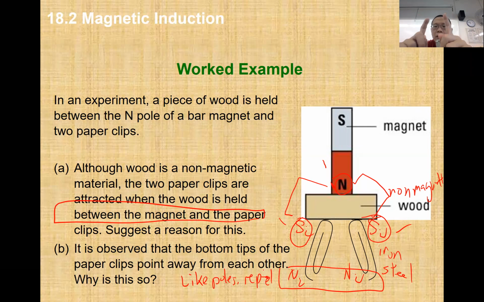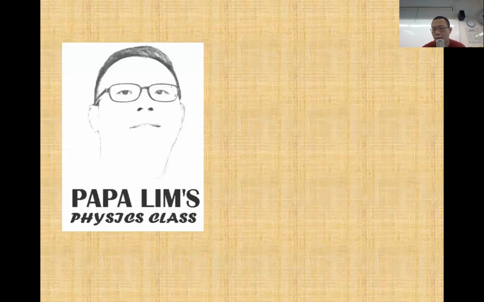By right, the south poles at the top should also repel each other, but they are not able to, because this south pole is attracted to the magnet on top of it, which is the north pole here. So the attraction force is stronger than the repulsion force at the top end. But at the bottom end, north pole and north pole, the repulsion is stronger than the attraction. So you'll find that at the bottom end, the two paper clips slant away from each other because like poles repel.